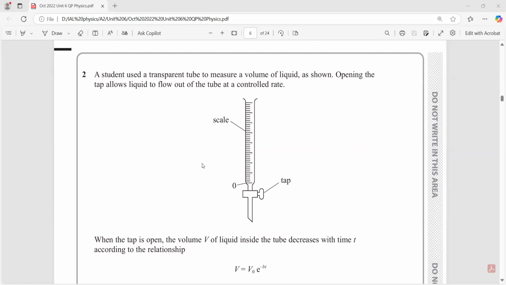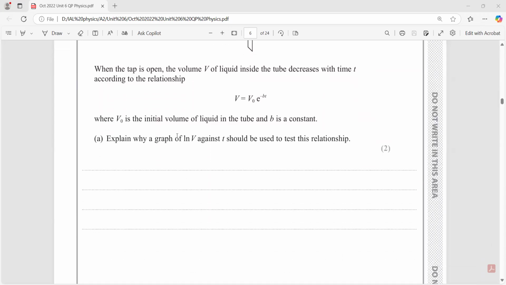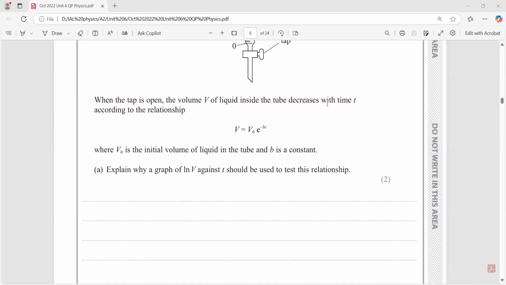The next: the student uses a transparent tube to measure the volume of a liquid as shown. Opening the tap allows the liquid to flow out at a controlled rate. When the tap is open, the volume of liquid inside decreases with time according to the relation V equals V naught e raised to the power minus B into T, where V naught is the initial volume, B is the constant, and T is the time. Explain why the graph of ln V against T should be a straight line.